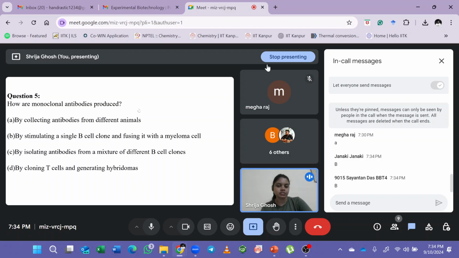Two people have answered option B, by stimulating a single B cell clone and fusing it with myeloma. One more person is agreeing with option B. So yes, that is the correct answer.